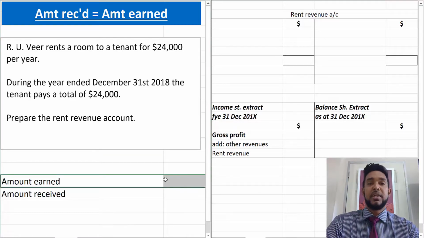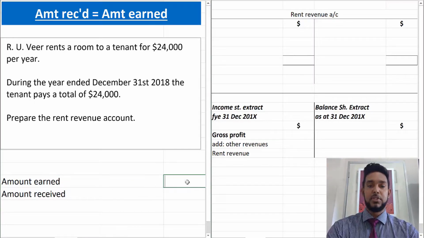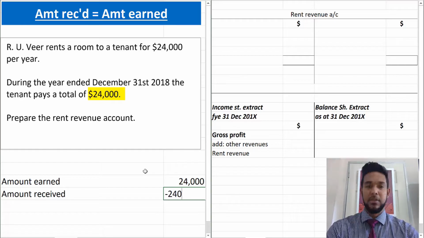So we're checking to see if we received enough or too much or too little. The amount earned was $24,000. We got that because that was the agreed upon amount for which the tenant would rent the room. And how much was paid to us? Well, that was $24,000. I'm saying us, but I mean, are you there? It's going to get very repetitive of me saying that, so I'm just going to say us. So we received $24,000.